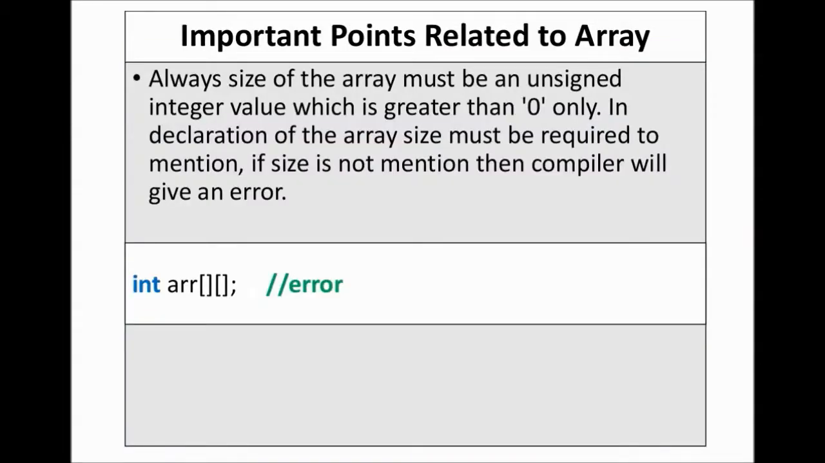Important points related to arrays: the size of the array must always be an unsigned integer value which is greater than 0 only. In the declaration of the array, the size must be mentioned. If the size is not mentioned, then the compiler will give an error. For example, if we declare an int array and do not give the size of rows and columns, then the compiler gives us a warning.